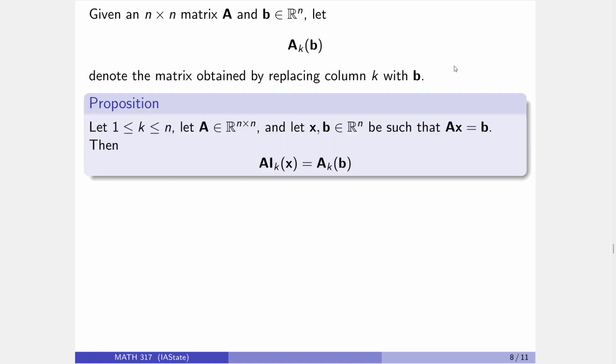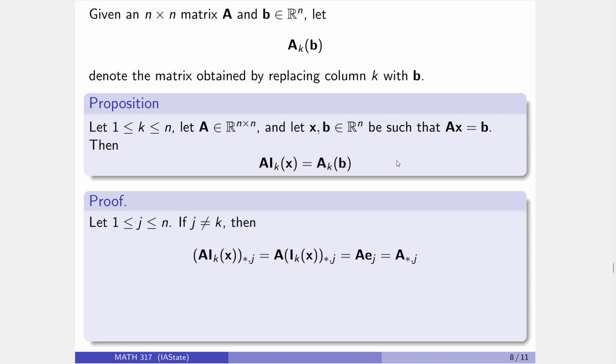Now, this particular thing is going to be very powerful and very useful if we're trying to solve Ax equals b. Because if I have an n by n matrix, and I know I have x and b satisfying Ax equals b, then this matrix right here is obtained by taking the matrix A and multiplying it by the identity matrix where you've replaced the kth column with x. Nice. So in other words, it lets us basically rewrite this formula in terms of this.